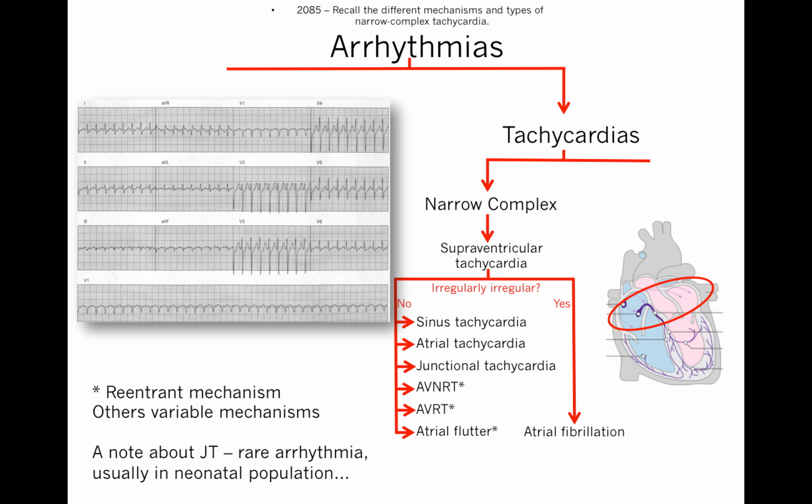Junctional tachycardia is a rare arrhythmia which is more common in neonates, and we will not be discussing it today. This here is an example of a narrow complex tachycardia, or what we call a supraventricular tachycardia. This must be coming from above the ventricles.